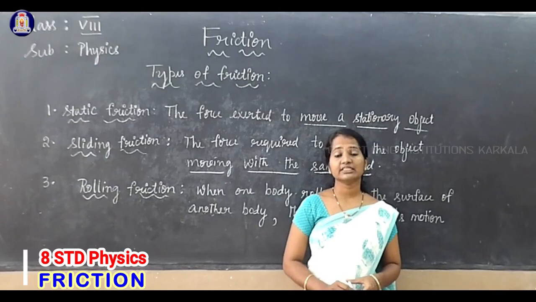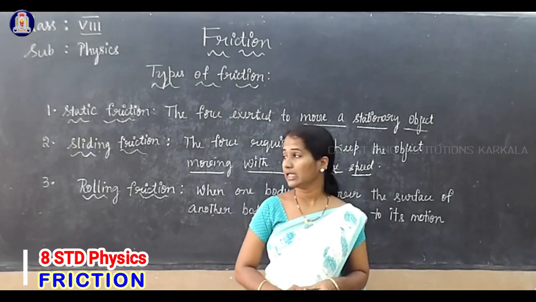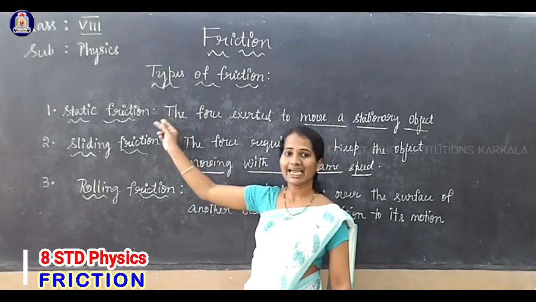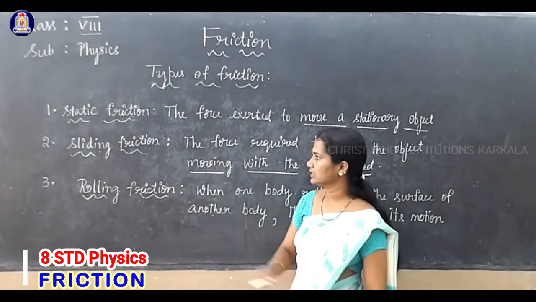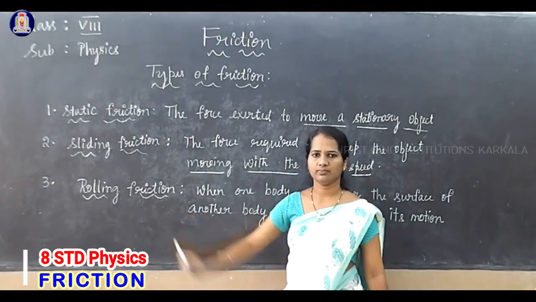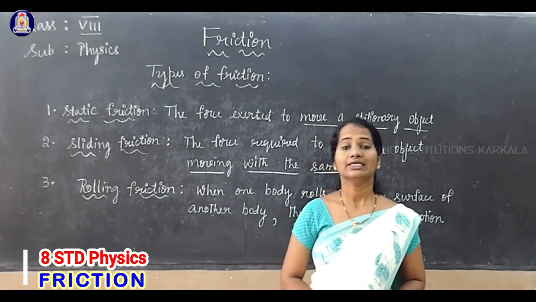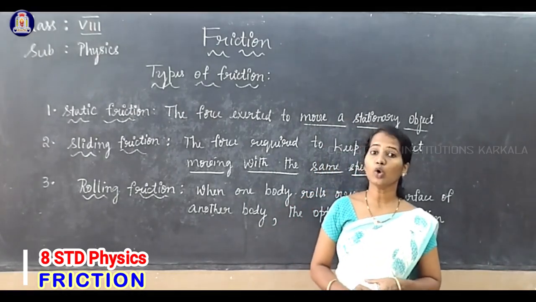Now we will see the types of friction. There are mainly three types of friction. The first one is static friction, the second one is sliding friction, and the third one is rolling friction. Three types of friction are static friction, sliding friction, and rolling friction.